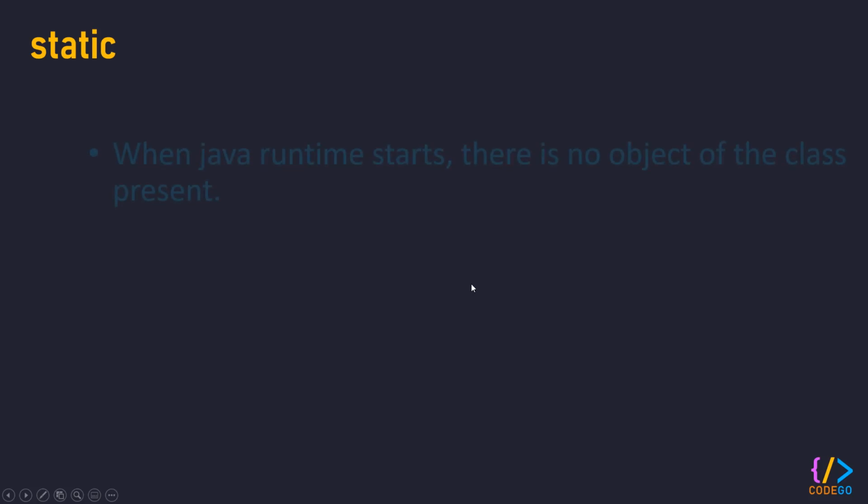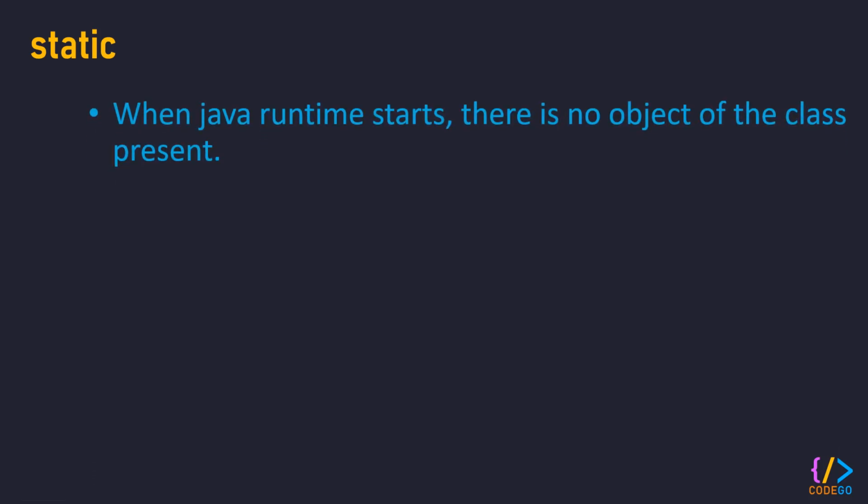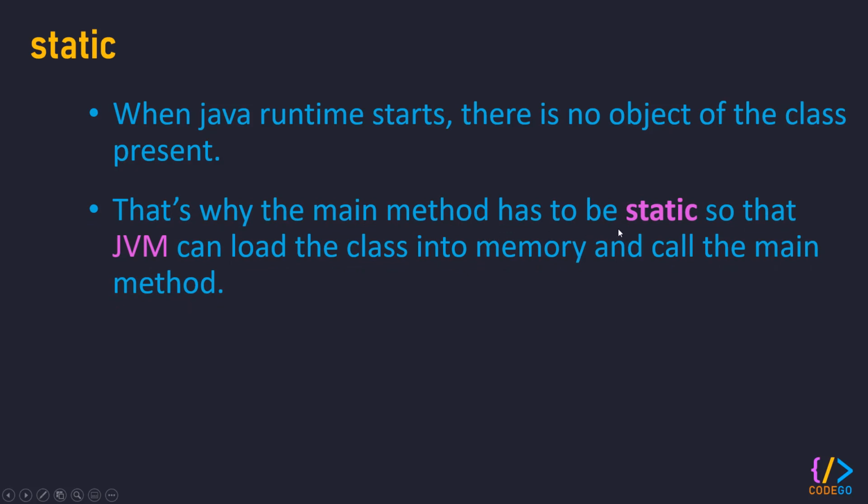Okay, static. So what is the static? Java runtime: when Java runtime starts, there is no object of the class present. So that's why the main method has to be static so that the Java Virtual Machine, or the JVM, can load the class into memory and call the main method. So, ano po yung ibig niyang sabihin? So, yung main method natin has to be static daw. Kasi kapag sa Java runtime, wala pong object na present sa ating class. Kaya we need to declare this static.